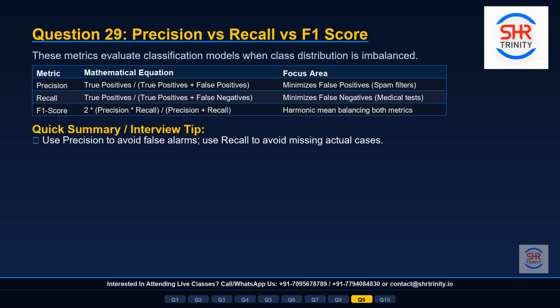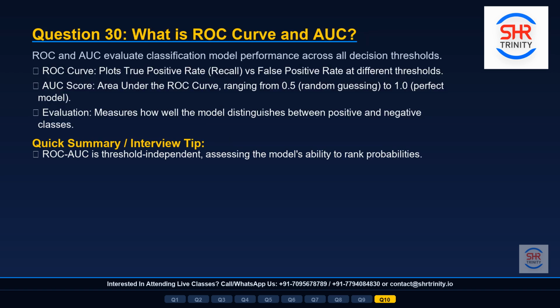Question 30. What is ROC curve and AUC? The receiver operating characteristic, or ROC curve, is a threshold-independent graphical plot that evaluates binary classification models. It is constructed by plotting the true positive rate, which is recall, on the y-axis against the false positive rate on the x-axis across every possible decision threshold from 0 to 1. The area under the curve, or AUC, calculates the total area beneath this plotted line. The AUC score ranges from 0.5, representing a completely random model no better than flipping a coin, to 1.0, which represents a perfect classifier that never makes a mistake.